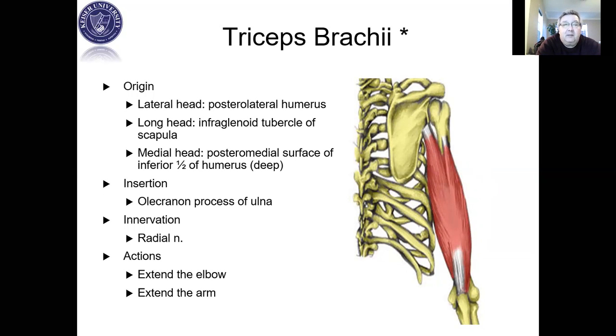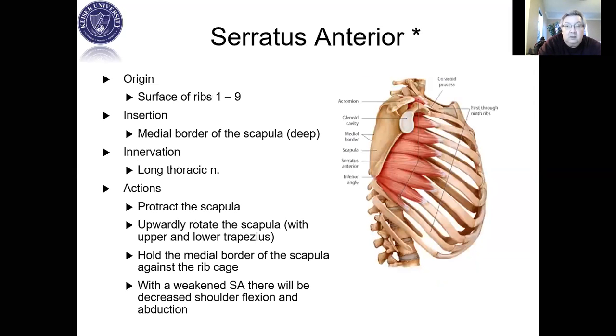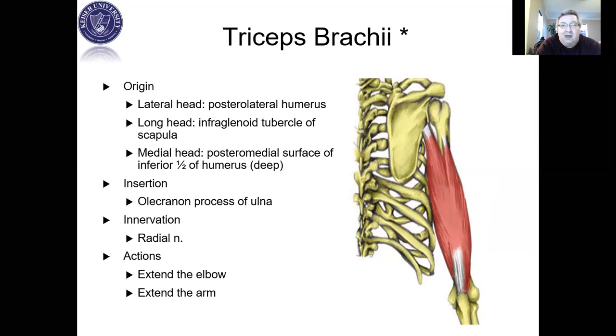All right. Next muscle is the triceps brachii. Triceps meaning 3. So this is a 3-headed muscle. You're going to need to know the long head of this muscle and basically the basics of where the other 2 heads are located.